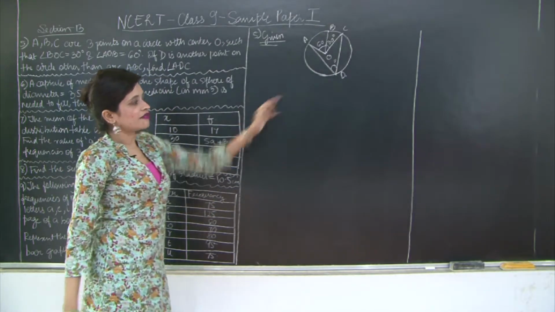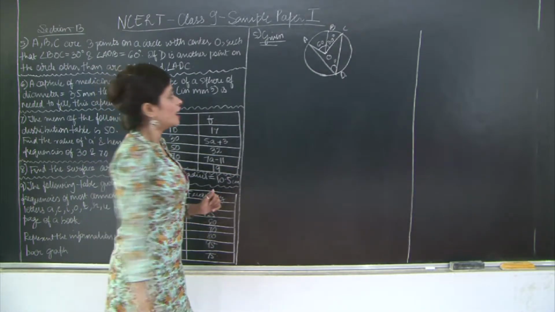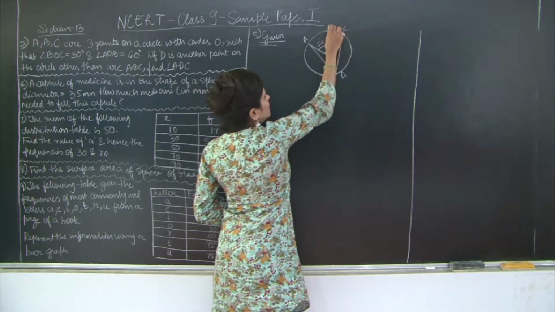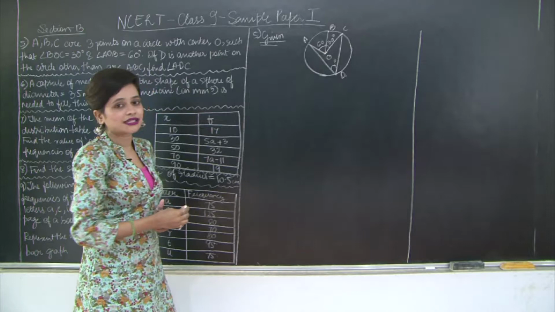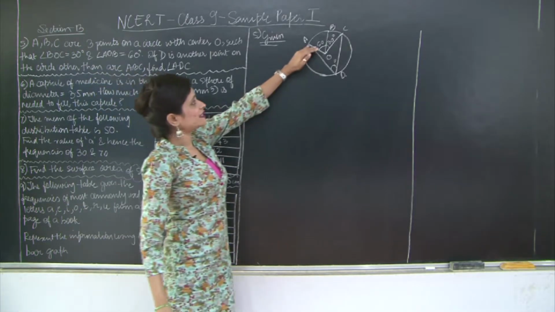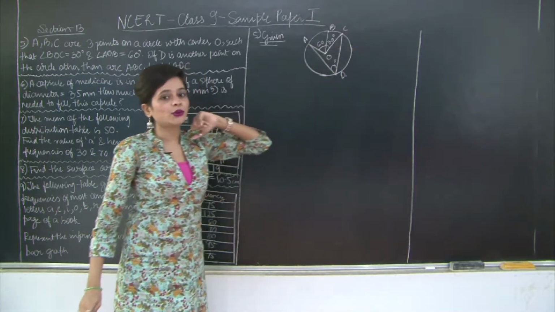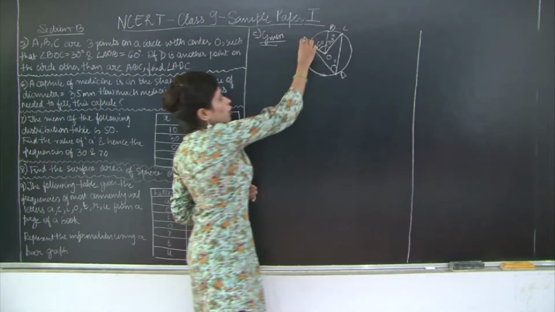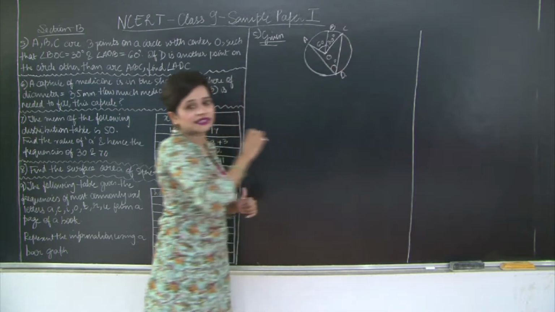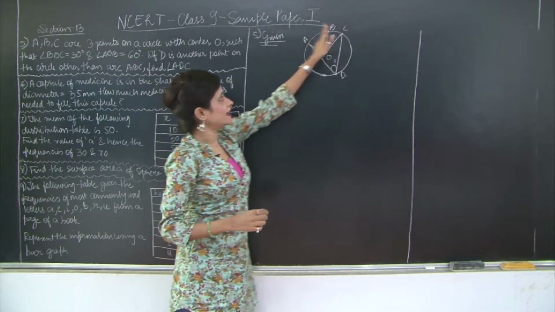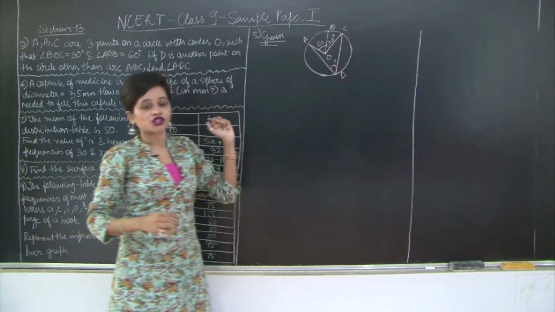So now how do we find measure of angle ADC? If you see, angle AOB plus angle BOC will give you angle AOC, right? They are adjacent pair of angles. So it's going to be 60 plus 30, which is equal to 90 degrees. Now also we notice that angle AOC and angle ADC, they are subtended by the same arc AC, the minor arc AC.